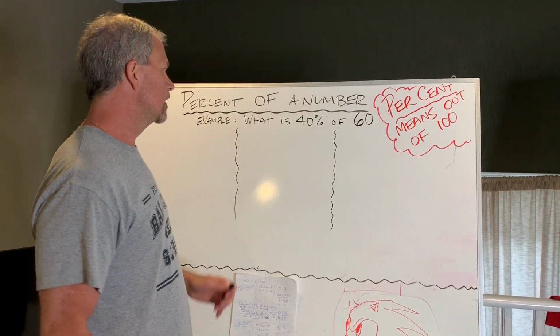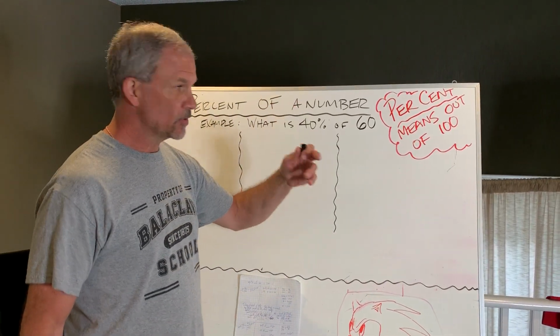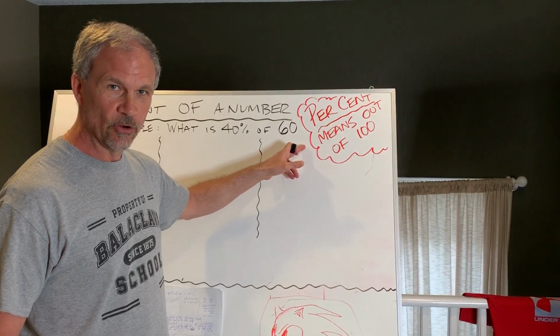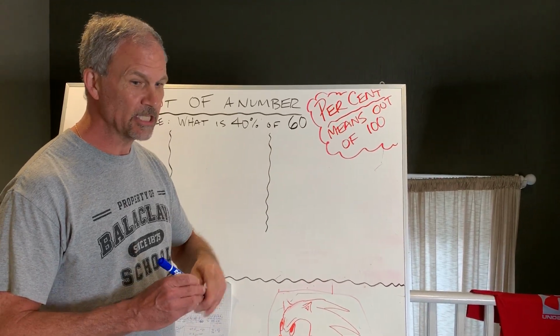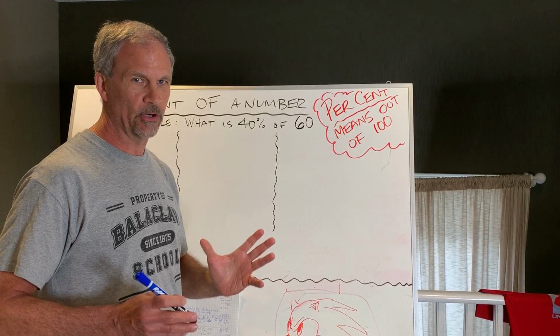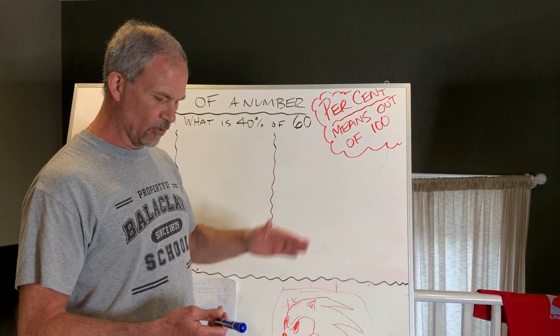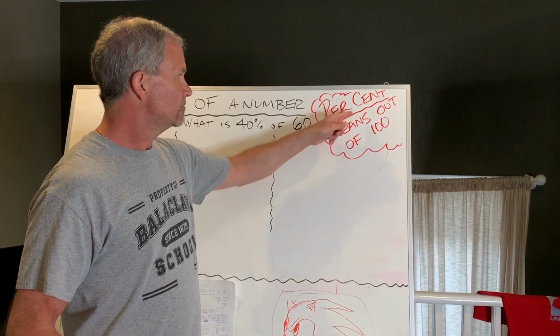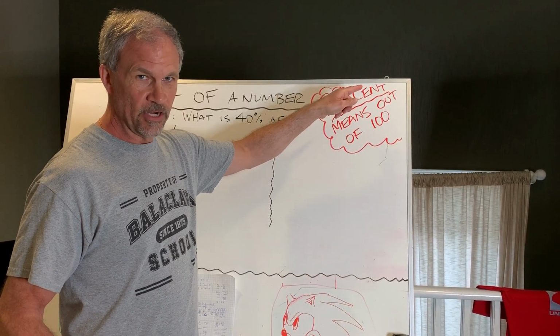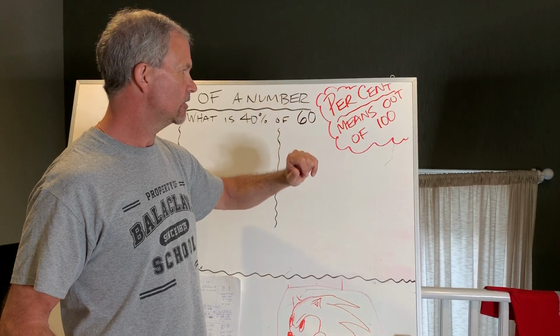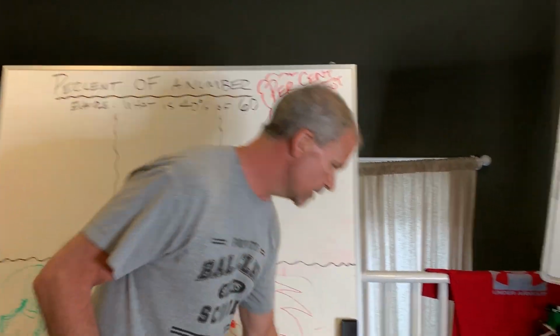So, here we go. Well, first of all, percent means out of 100. If you think about the word per, it means out of, right? If I said per hour, per gram, per whatever, it's out of something. So this is out of 100. Cent in French, 100, it means it's out of 100. So percent always means out of 100.